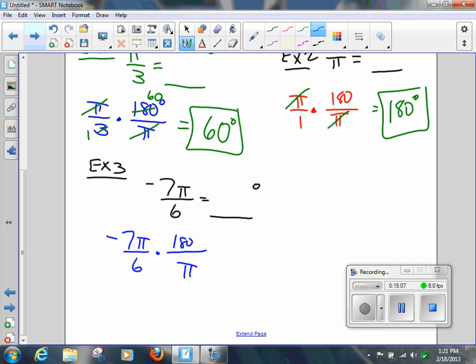I'm thinking, what can I cancel out? The pi's cancel. The 6 cancels. What is negative 7 times 30? Negative 210 degrees. How many of you got negative 210 degrees?